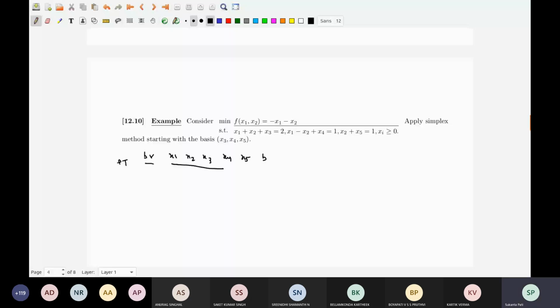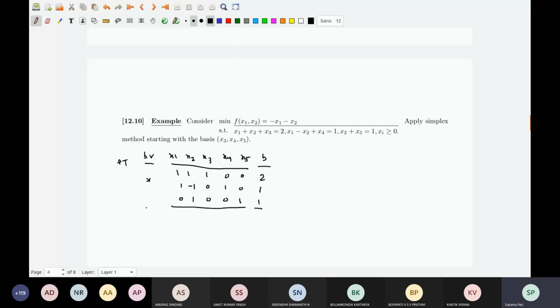Here you have star, you don't have anything, you just write the matrix 0 0 2. This means x1 plus x2 plus x3 equal to 2. Then x1 minus x2 plus x4 equal to 1, and then x2 plus x5 equal to 1.